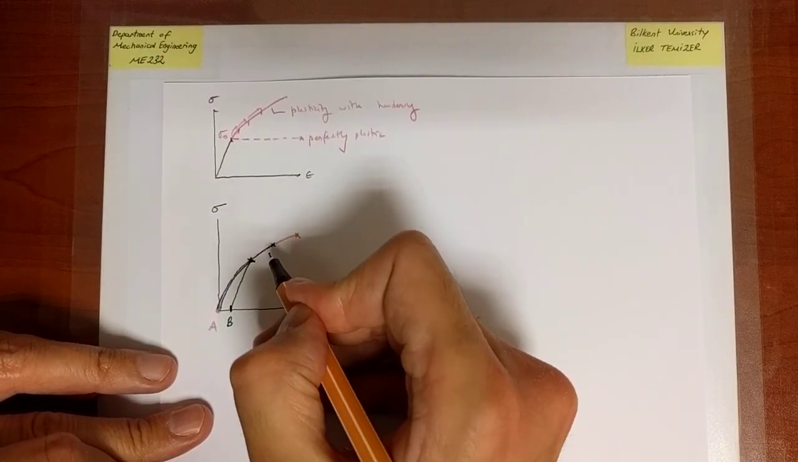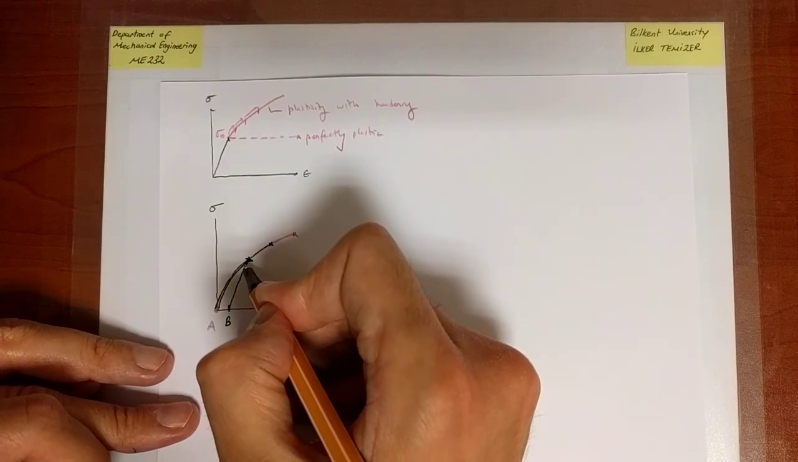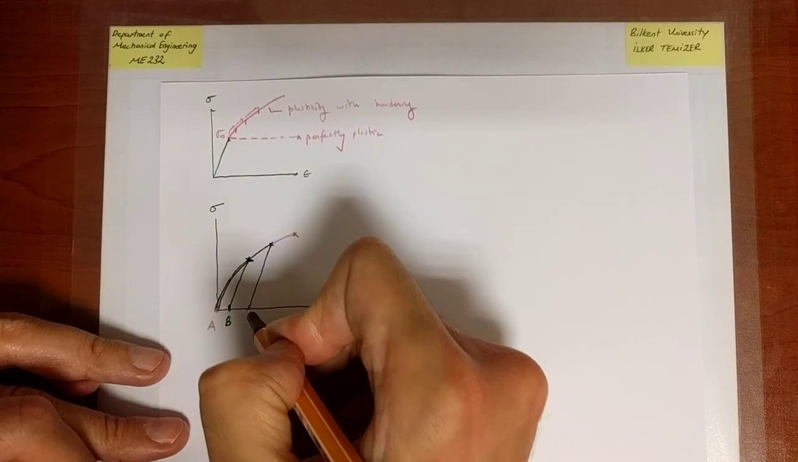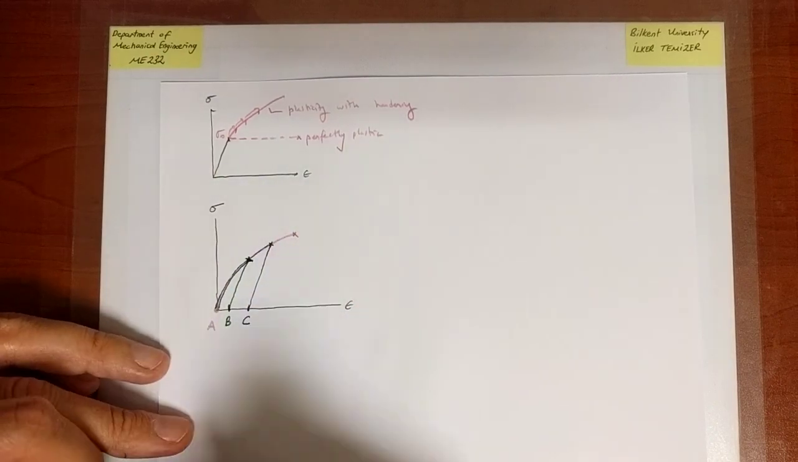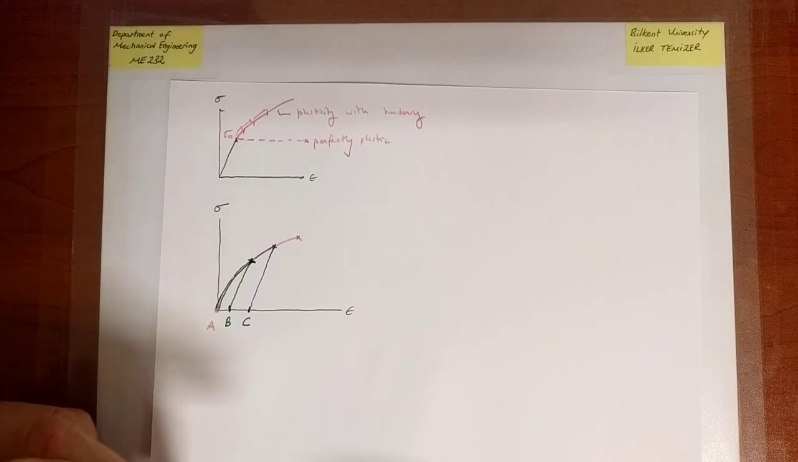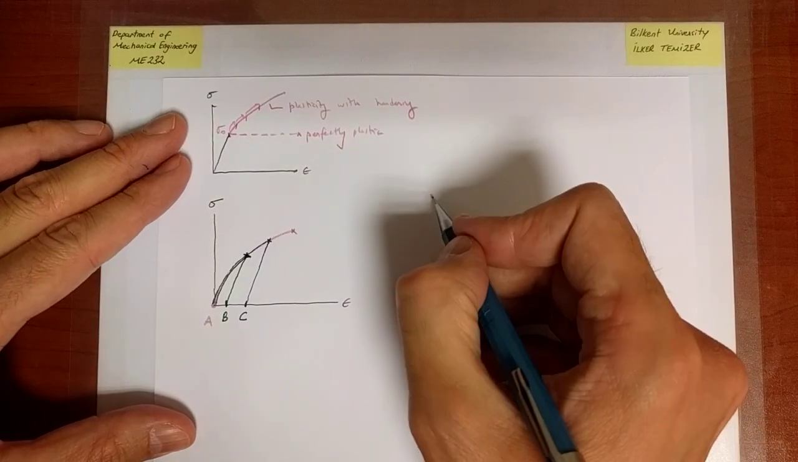But instead of breaking it, I'm going to load it up to a certain point that is beyond the green specimen, specimen B. And then I'm going to unload it again. And I'm going to call that specimen C. Okay. So then I will compare the stress strain behaviors of these three specimens in the following manner.